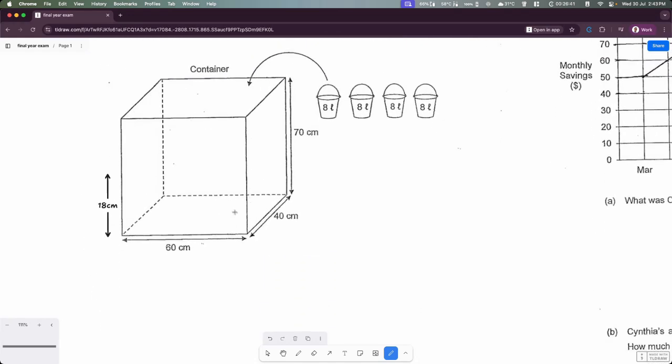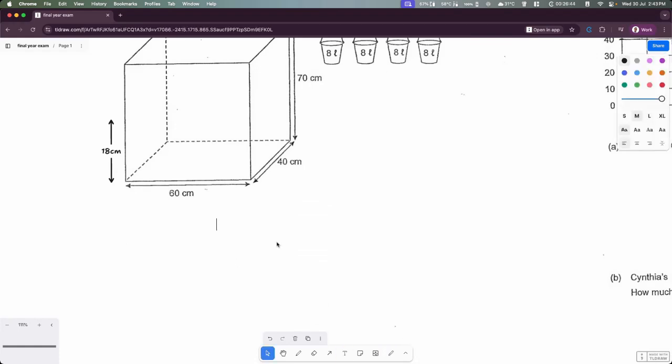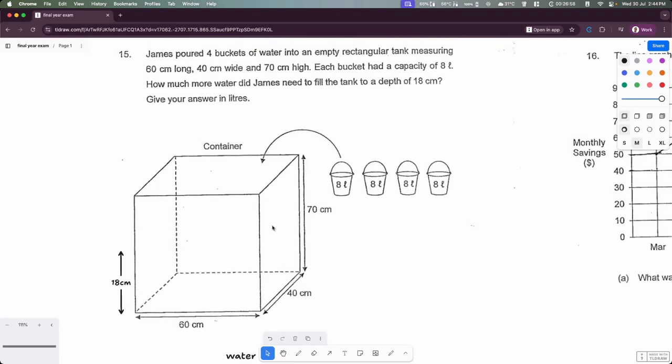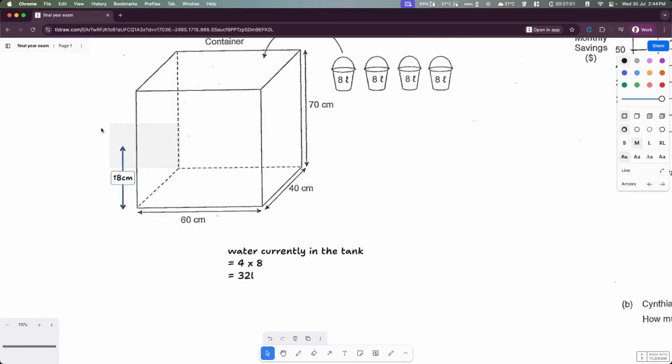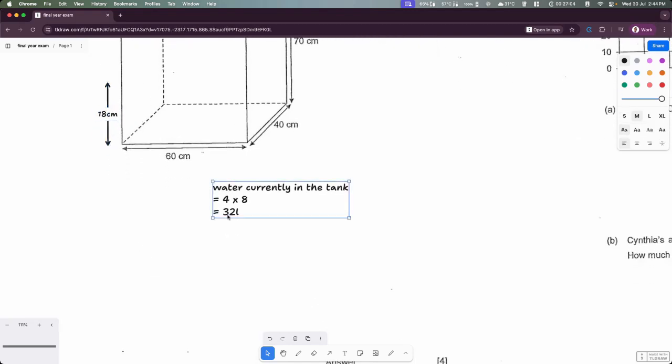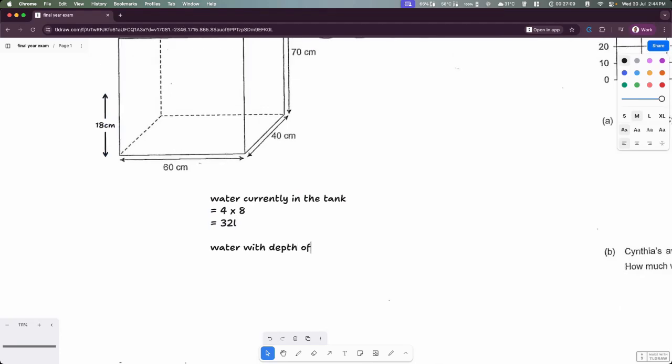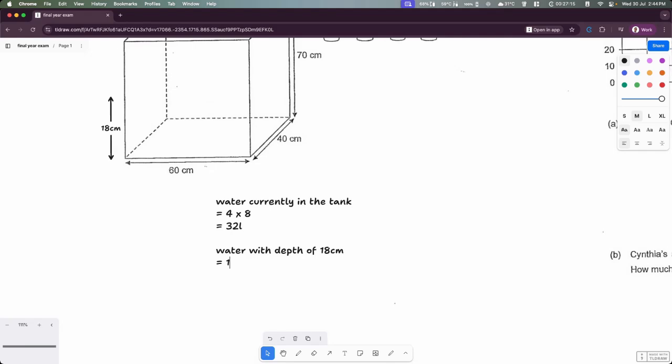So what we need to do is we need to know how much water is currently in the tank. Water currently in the tank is equal to 4 times 8, so 4 buckets of 8 liters, which is 32 liters. The next thing is we also want to know how much water we need when it's 18 centimeters. So water with a depth of 18 centimeters is length 60 times breadth 40 times height 18.